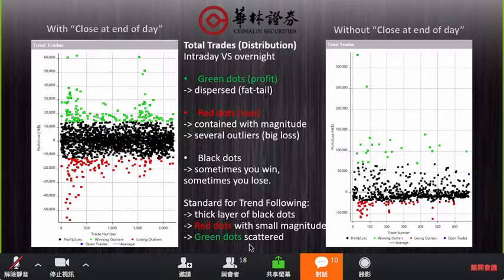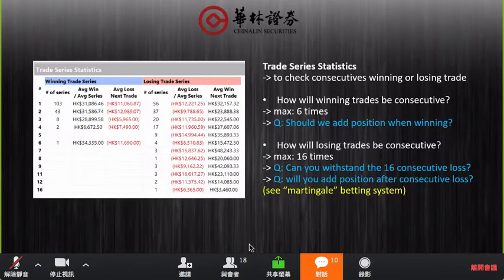All right, and also during the year 2007, maybe during the year 2015 will be something like this. Okay, so you can refer to your chart to see which period of time would give you the most profit, also the maximum loss. Okay. And next one, trade series statistic. It's more like telling you about the consecutive losses or profits.